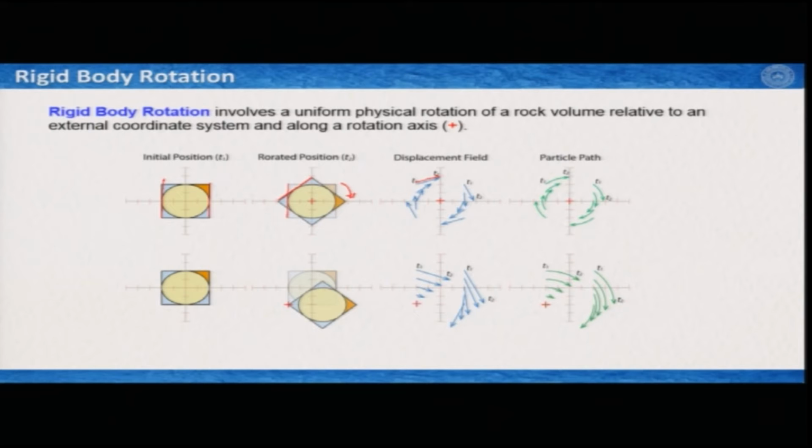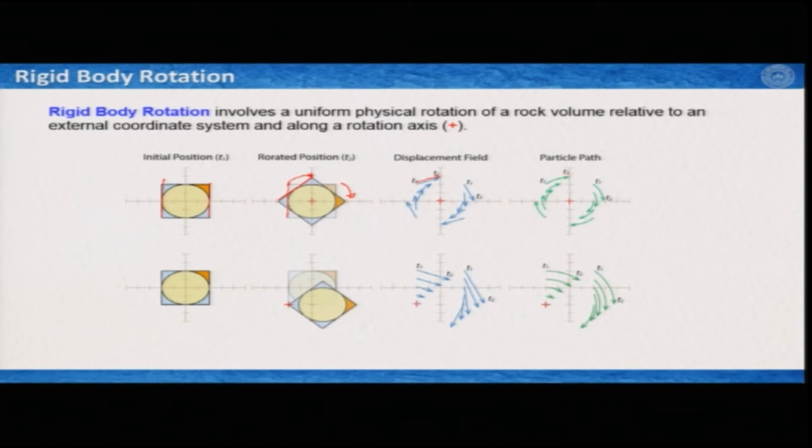But the particle path does not necessarily have to follow a straight line, because this point moved to this point not necessarily by a straight line, it actually moved following a curved line. Therefore the particle path would not be a straight line but a curved line.